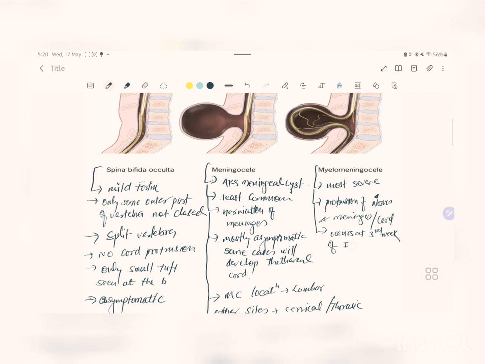This developmental defect occurs in the third week of intrauterine life, the stage where neurulation occurs. So when there is a failure of fusion of the posterior elements of the spine, this defect occurs.